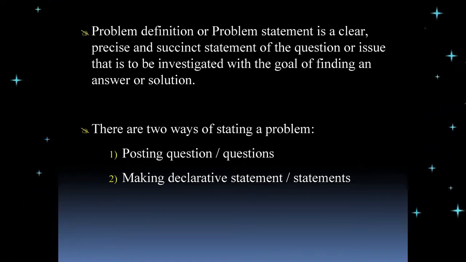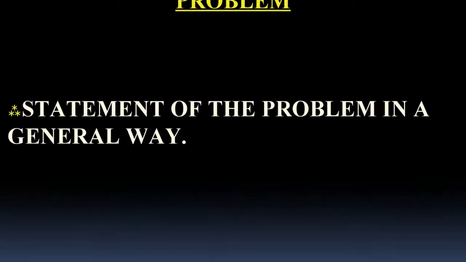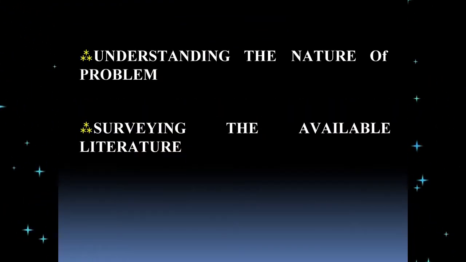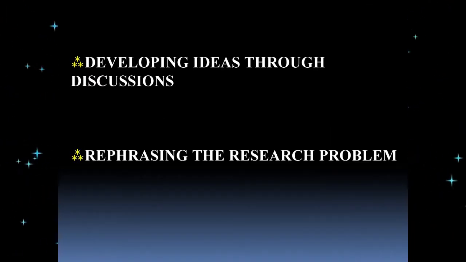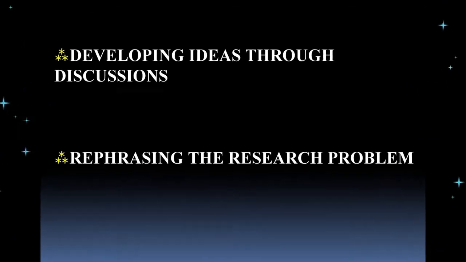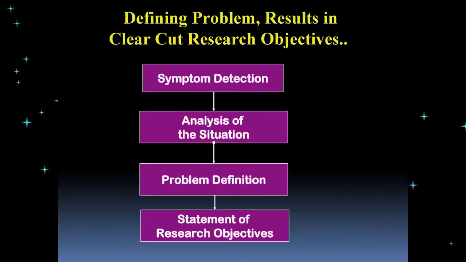There are two ways of stating a problem: 1. Posing questions. 2. Making declarative statements. Process involved in defining the problem: statement of the problem in a general way, understanding the nature of the problem, surveying the available literature, developing ideas through discussions, rephrasing the research problem. Criteria of a good research problem: clear and unambiguous, empirical, verifiable, interesting, novel and original, availability of guidance.